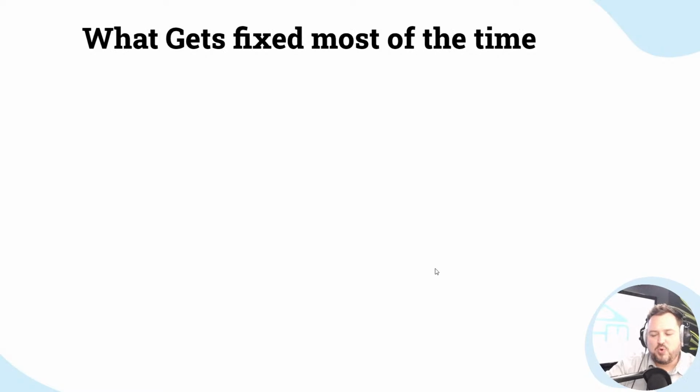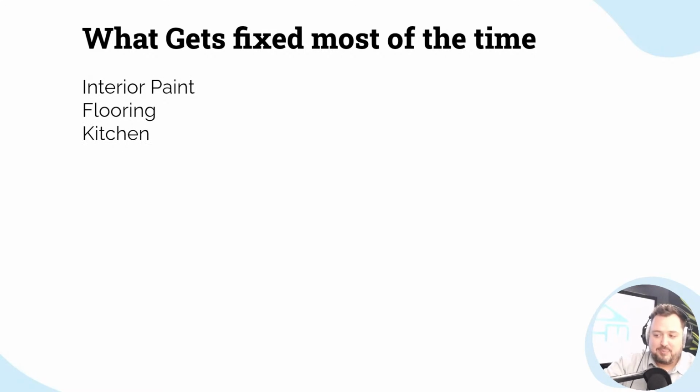What gets fixed most of the time? Let's talk about the things that usually get fixed. Interior paint, you should be doing this almost every single time. Flooring is typically something you're doing every time. Kitchen is typically something you're doing every time. The question is what quality and grade, which we're going to talk about. Bathrooms are typically something you're going to be redoing.